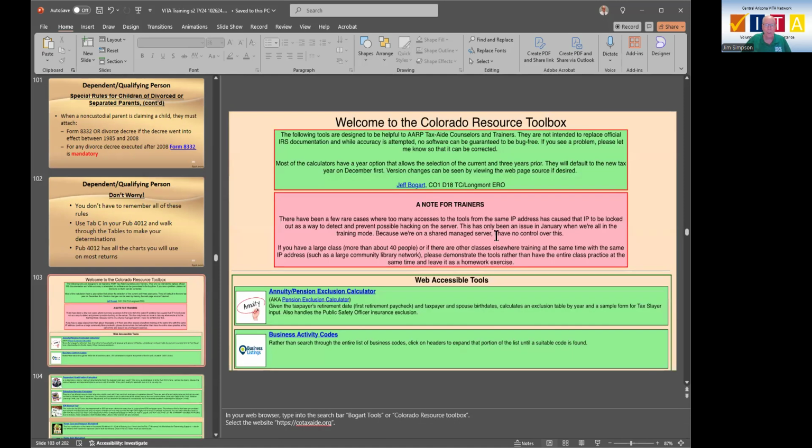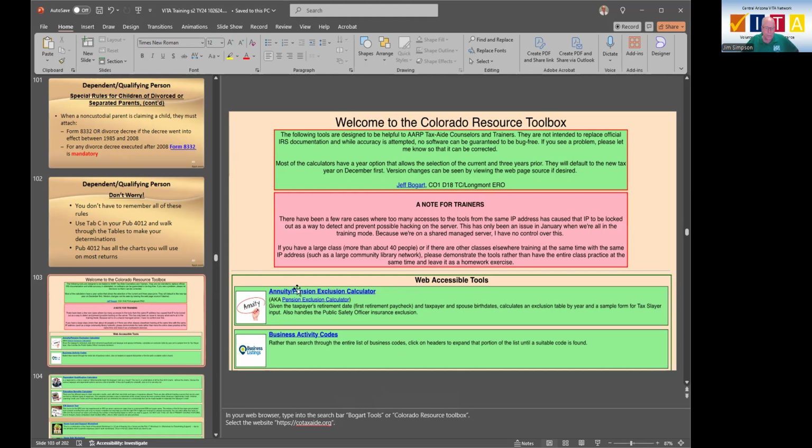There's also a toolkit. I'm not going to spend a lot of time on this, but we've got 3 or 4 screens in this. You can find this toolkit by Googling Colorado Tax Aid. Aid is spelled AID. It's pretty easy to find. If you just type in Colorado tax toolkit, you'll be able to get to the screen, and it's got lots of good little tools.